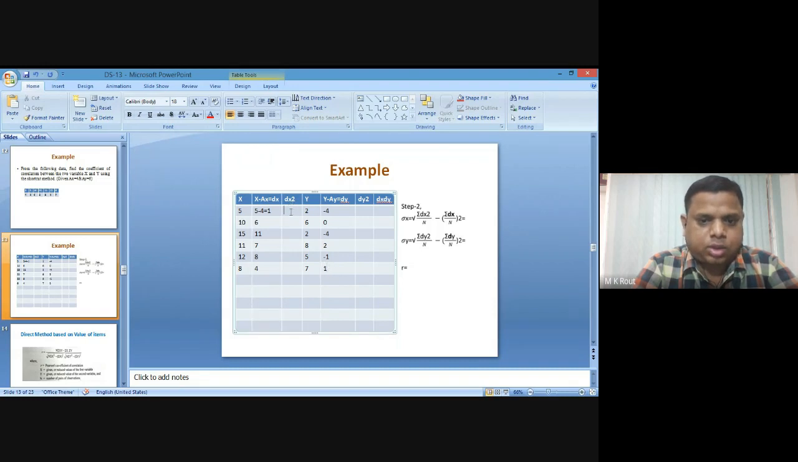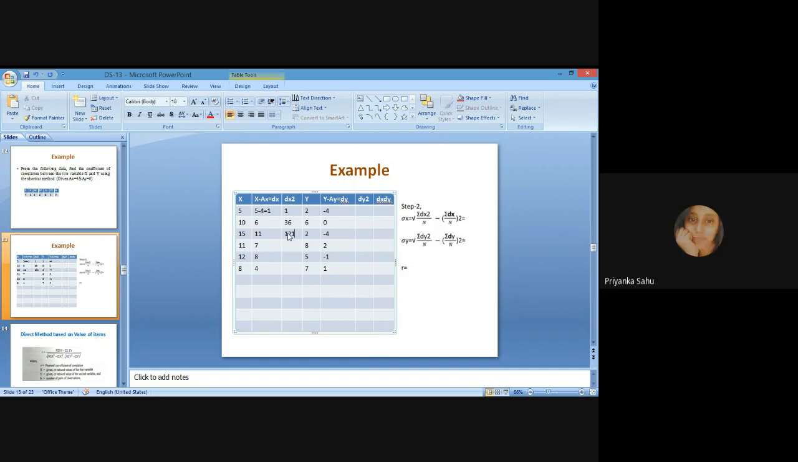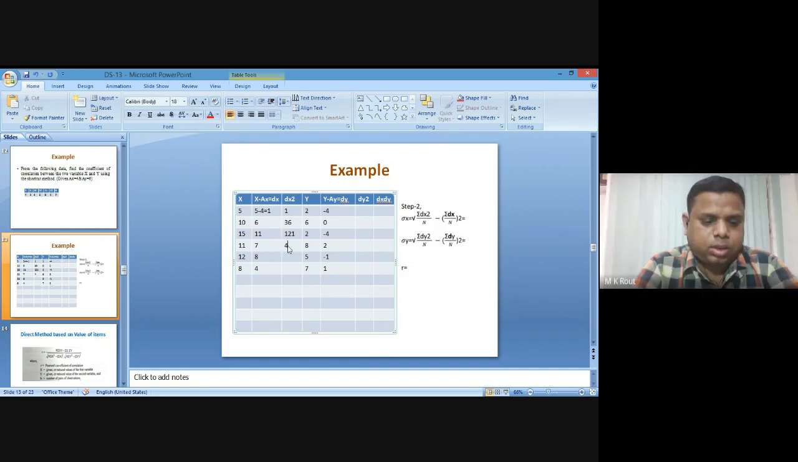After that, you go for the square of deviation, that is 1. This one is 36. This one is how much? 11 into 11, how much? 121. This is 49. This is 64. The last one is 16.